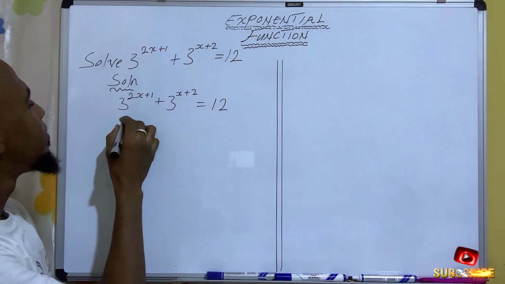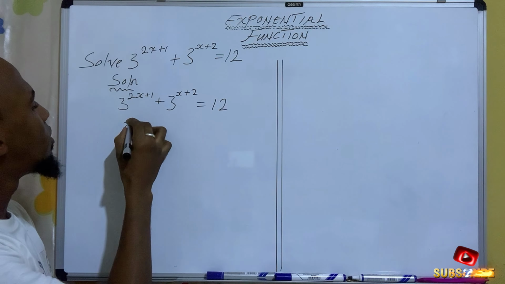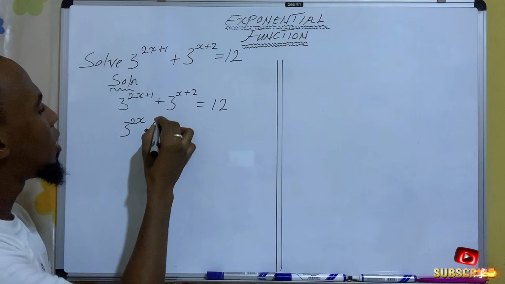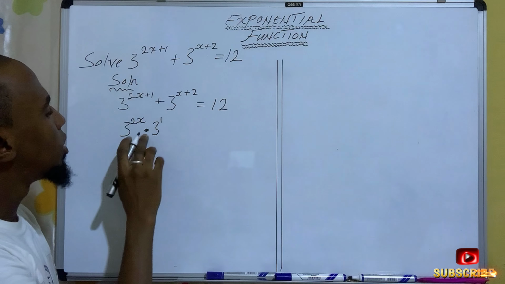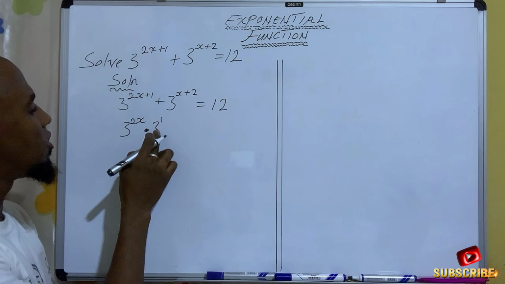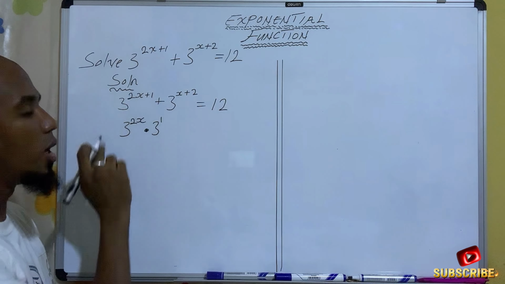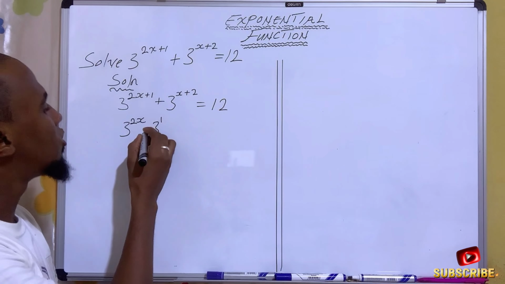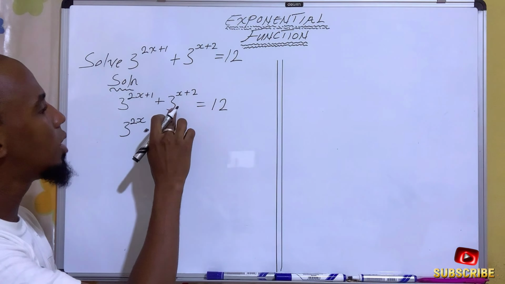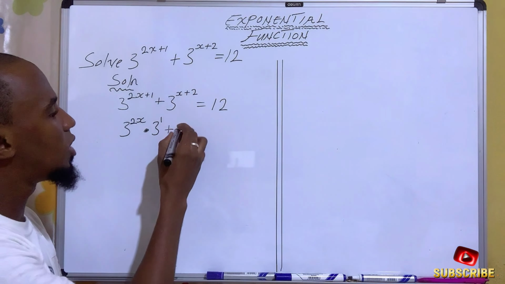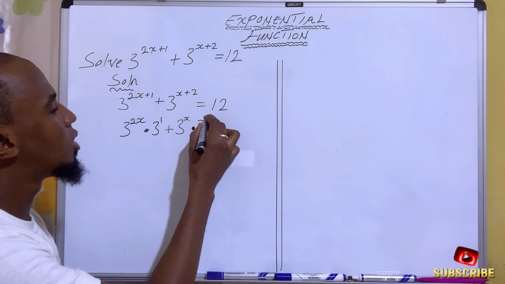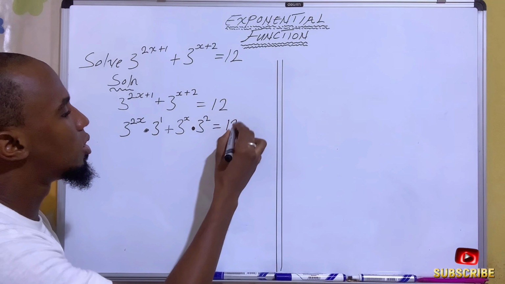Now therefore we have 3 to the power 2x times 3 to the power 1. Good, because now if you want to turn this to this, since the bases are the same, we only take one base and add the powers. That's what happened there, so we can break it this way also. Now we have plus, and the same thing is applicable here. 3 to the power x plus 2 is the same as 3 to the power x times 3 to the power 2, equal to 12.